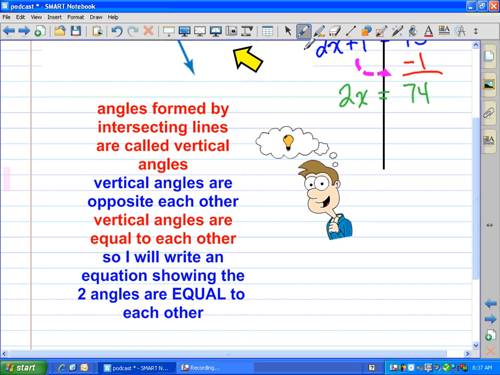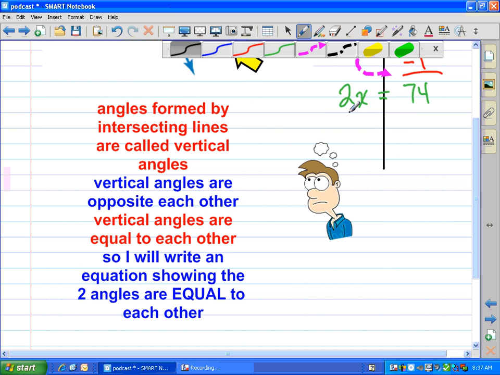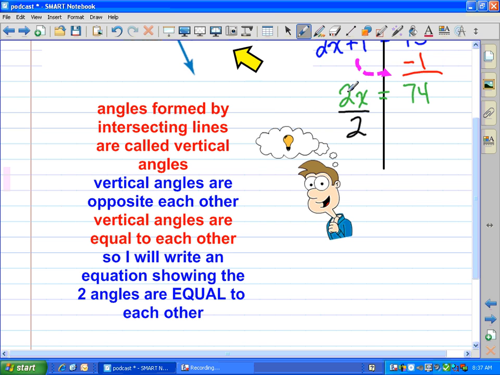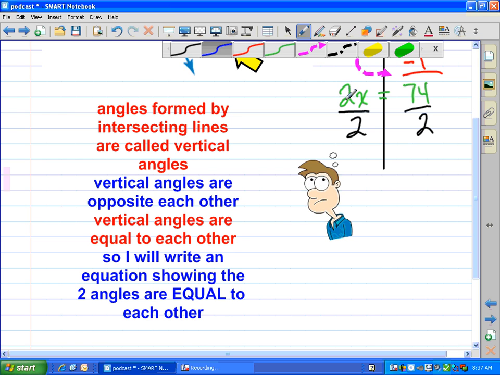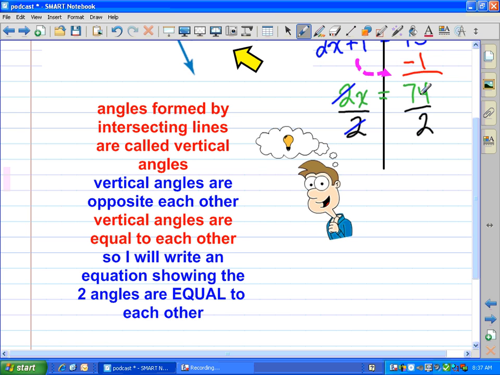The inverse of multiplication is, excellent job, division. Divide both sides by my coefficient of 2. 74 divided by 2 should give us 37.